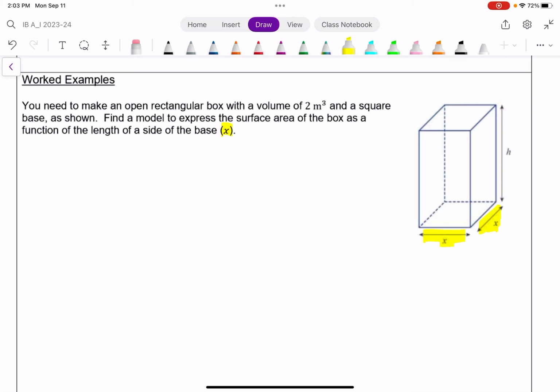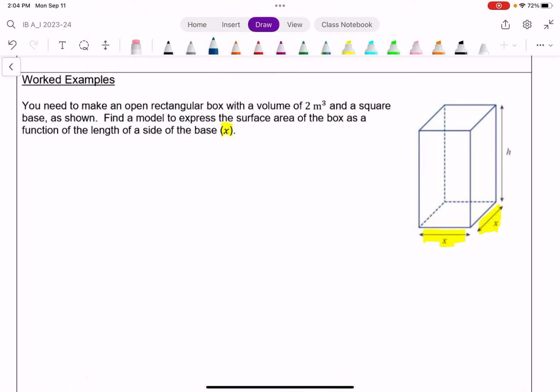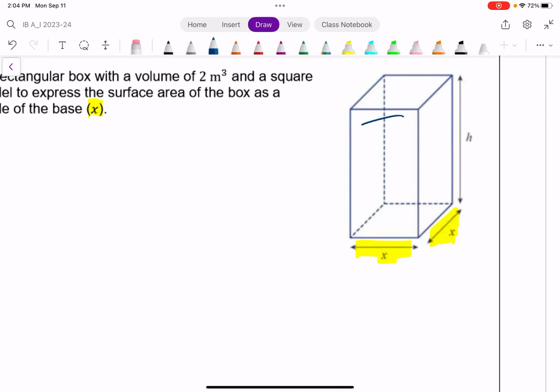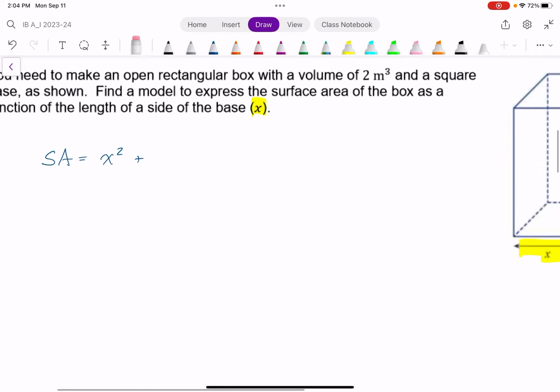And so first let's think about surface area. If I want to find the surface area of this object, what do I have here? Well, I have a square base, so I'll say the surface area equals x squared. That's the area of the square base, plus I have these 4 sides. They're all the same. Each of these sides, the area of it is x times h. So 4x times h, or 4xh.